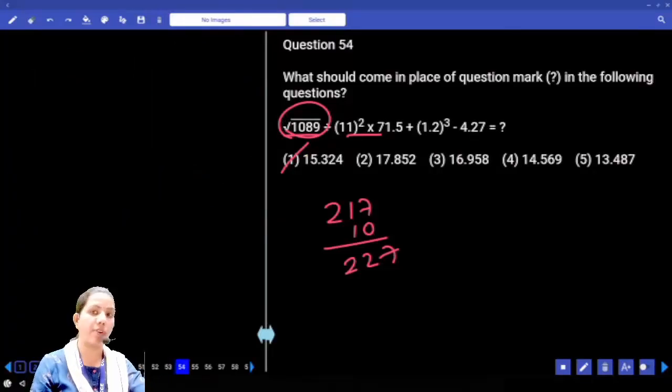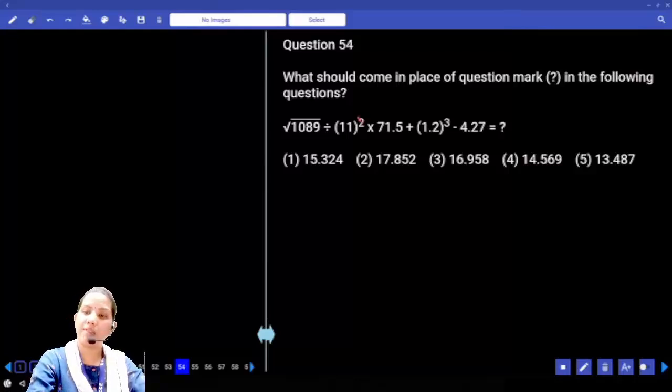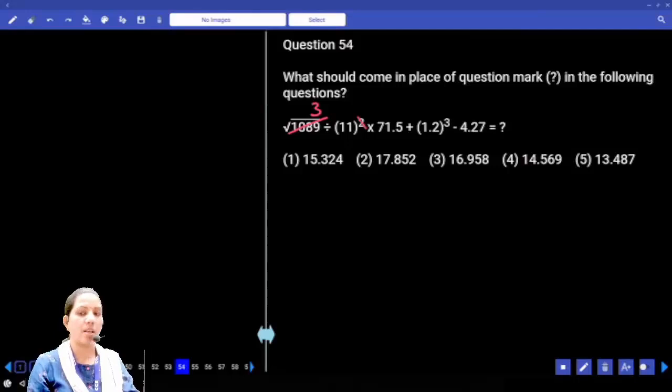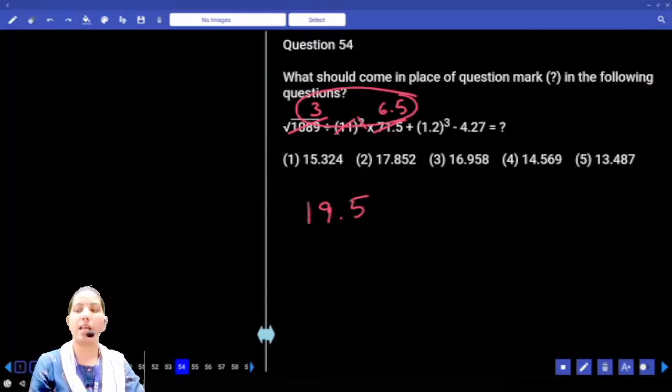Next question number 54. What is 1089 square root value? 33. So 11 exactly how many times? 3 times. So it is 3 by 11. 11 exactly 6.5 times. What is 6.5 into 3? It is 19.5. Next. What is 1.2 whole cube value?